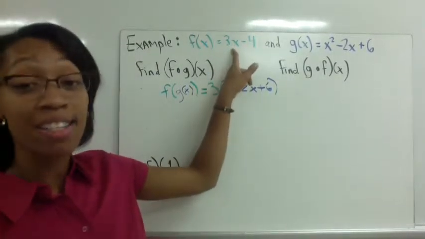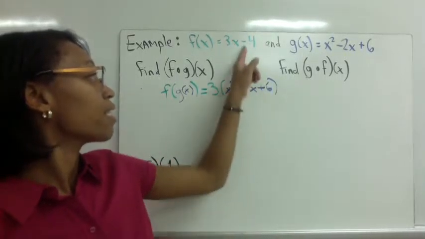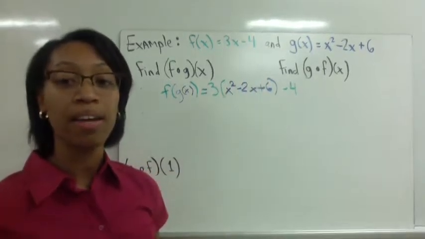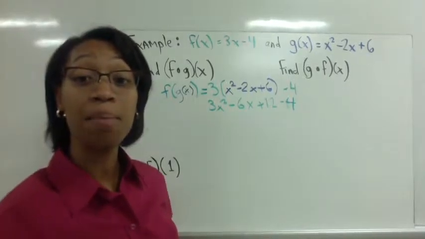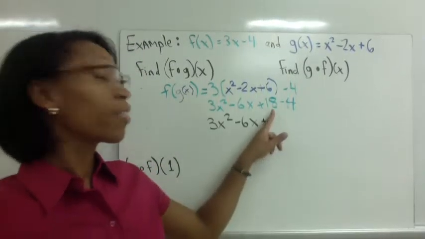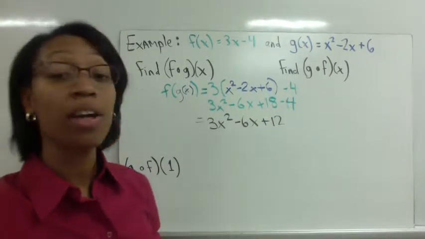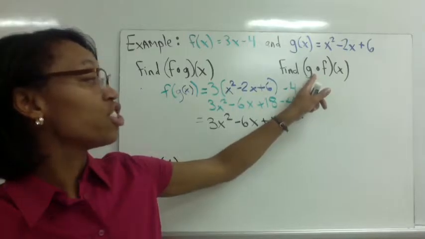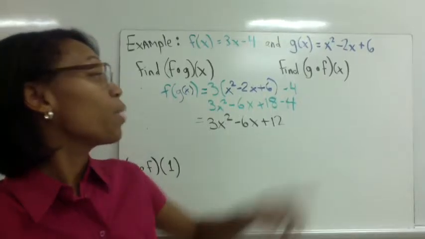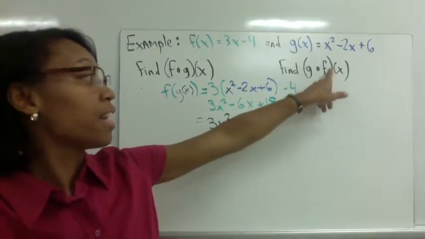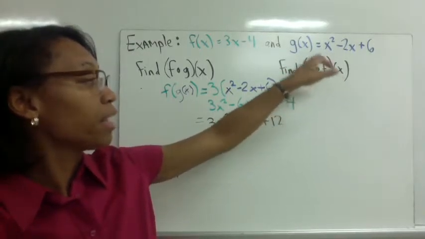Then I still have to follow the rest of this function. So I have the 3, I have the times this whole x, now I have minus 4. Okay, so now I can distribute the 3 and combine like terms for the final answer. That was 18 minus 4, which gives us 12 for our final answer part here. Okay, great. Now let's reverse it and see if we can find g of f of x. So now this time, instead of plugging in the g, we have the f that's second. The one that's second is plugged into the one that's first. So I'm taking this f and I'm plugging it into g.